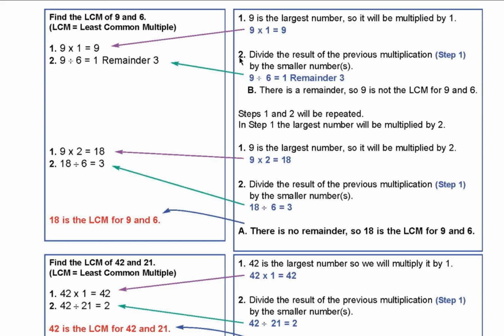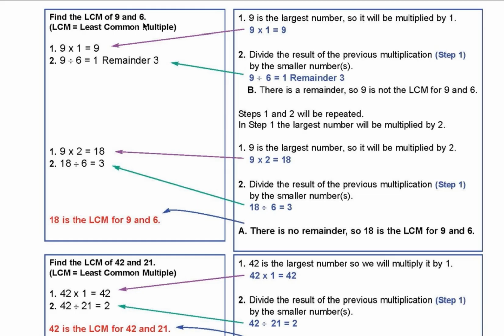Step 2. Divide the result of the previous multiplication by the smaller number. The result of the previous multiplication is 9. So we will divide 9 by the smaller number. The smaller number of the numbers 9 and 6 is 6.